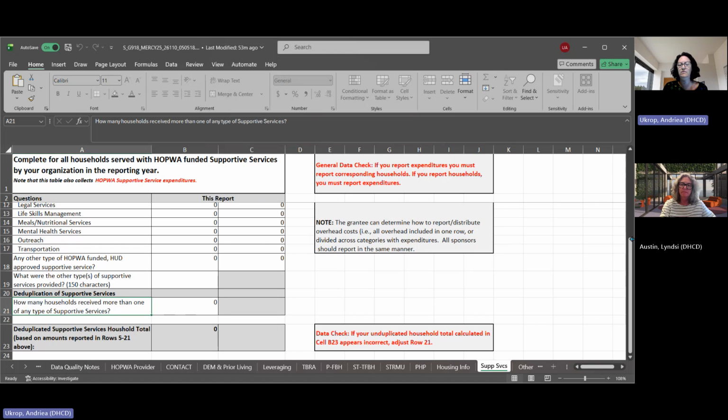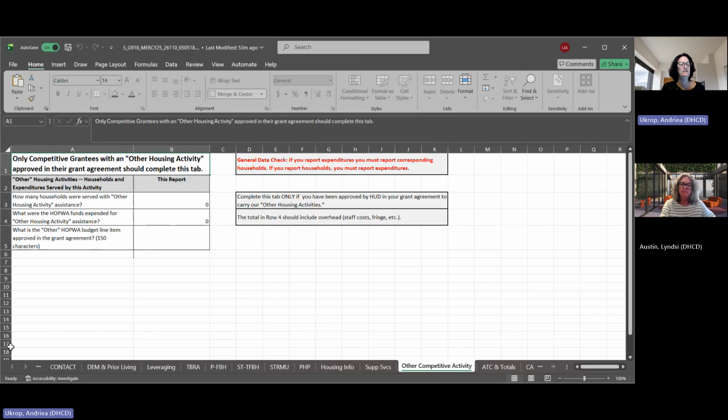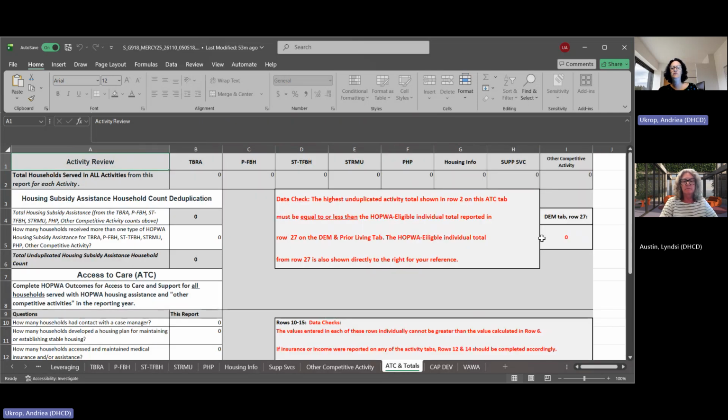Alrighty. So that's all for supportive services. Other competitive activity, again, is not something that we fund through DHCD HOPWA funding, so you do not need to complete that, and you can move on to ACT and totals.